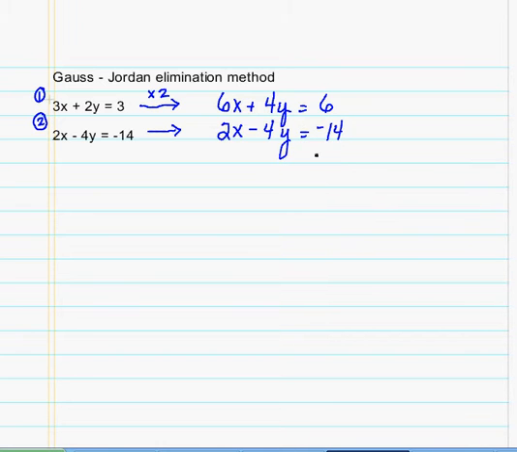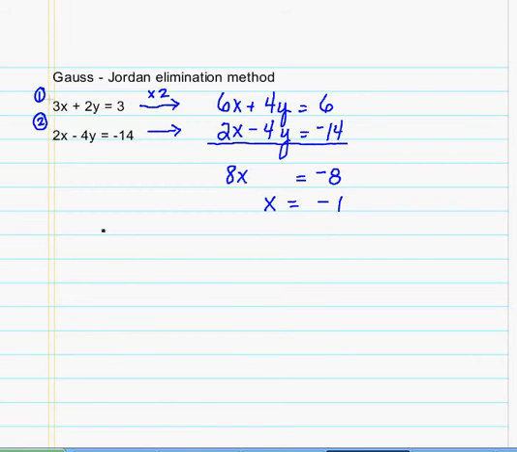Now we're going to add the two equations together. We get 6x plus 2x gives us 8x. Plus 4y minus 4y equals 0, so the y's go away completely. That was the whole purpose of getting that same coefficient in front of the y's. Now 6 plus negative 14 will give us negative 8, and then we can divide both sides by 8 to get that x is negative 1.